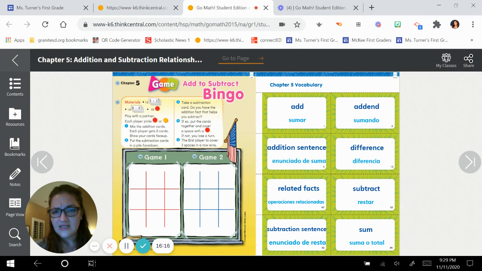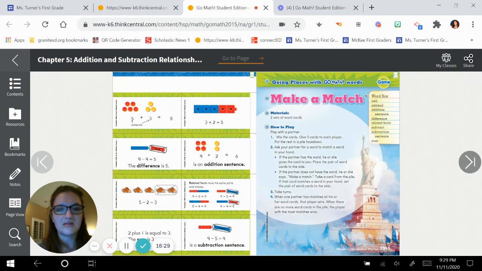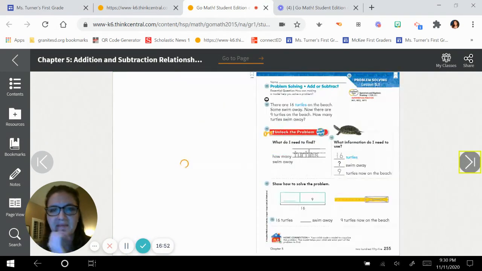Okay. The next page, we have the vocabulary cards for this chapter. We always have the word in English and in Spanish. And then on the back of those cards, we have some examples to help us out. Okay. Then we have another challenge game here, Make a Match. It's going to use some of those vocabulary words in the game. Okay. So make sure you are cutting up the vocabulary cards to be able to play that.